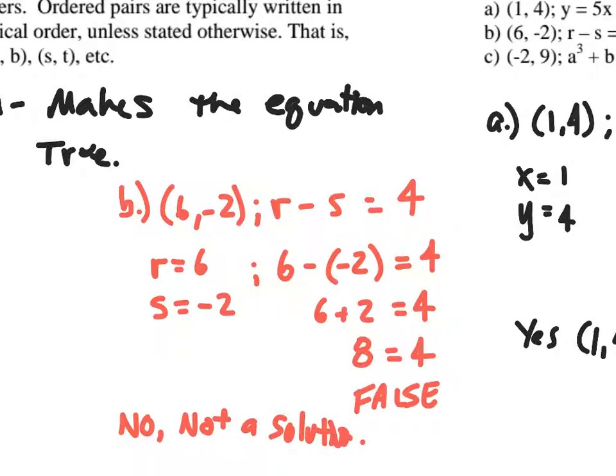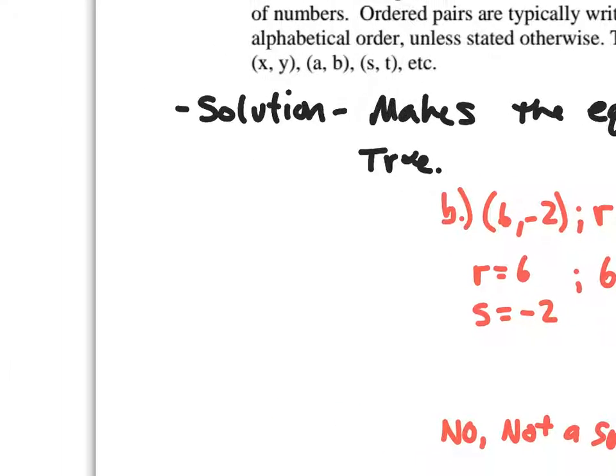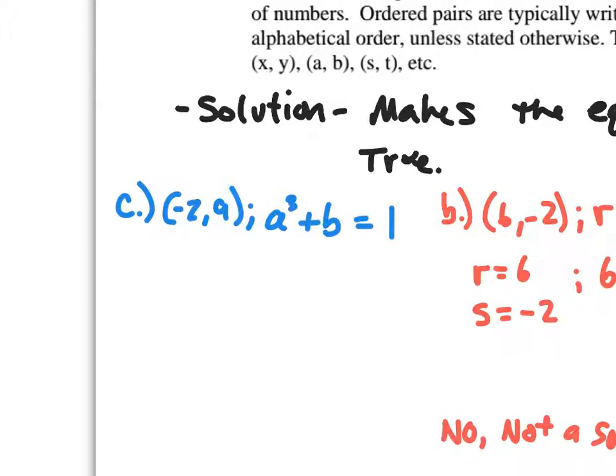Okay, let's take a look at the last one, and let me do that part over here. Part C, and that's going to be the point (-2, 9). Let's see if that works with the equation a cubed plus b is equal to 1. What I want to know is what's my a value and what's my b value. I can tell from here that since a comes before b in the alphabet, -2 is my a value, and 9 is my b value.